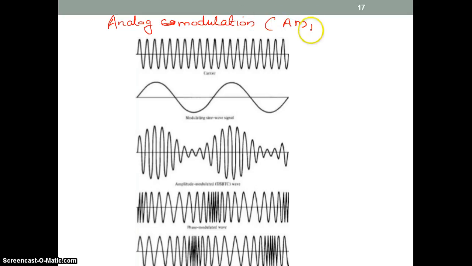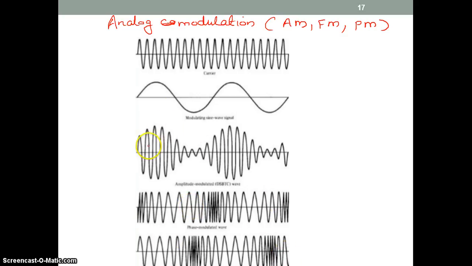AM amplitude modulation, FM frequency modulation, PM phase modulation. See, this is the carrier. The carrier is high frequency, continuous in nature. This is the modulating signal. It is low frequency, continuous in nature. Both the carrier and the message are continuous, resulting in amplitude modulation AM, phase modulation PM, and frequency modulation FM.